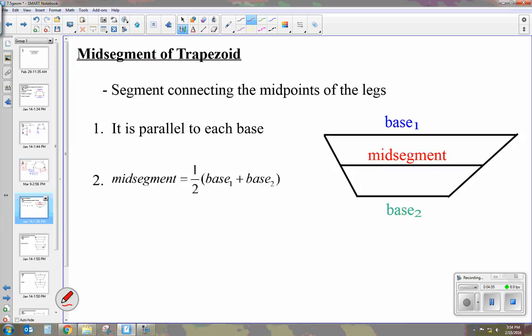Next up, we have another piece of the trapezoid. It's what is called a midsegment. A midsegment connects the two midpoints of the legs. It's parallel to each of the bases. All of these are parallel. And we also have a midsegment formula to find the value of the midsegment, which is 1/2 times base 1 plus base 2. So we're going to use all these pieces to solve.